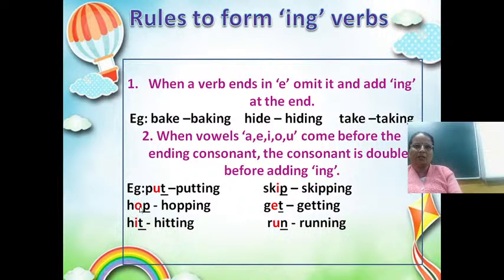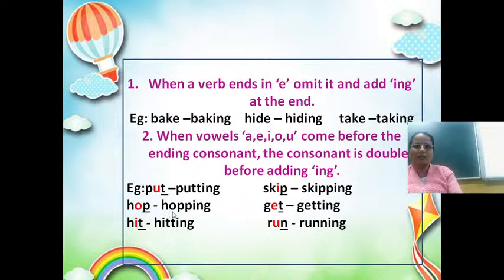Look. H, O, P. O is a vowel. It has come as the second last letter, and after O you will find P. P is a consonant. So before adding ing, we should double the P here. Okay. So you will find H, O, P, P. We have doubled the P. H, O, P, P, ing. Now look at the next example.